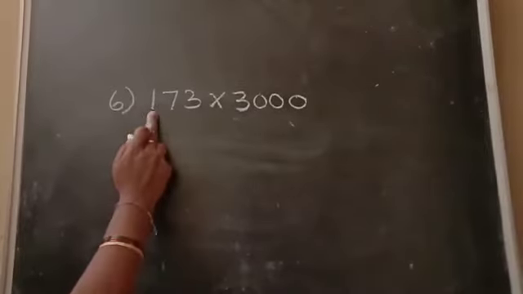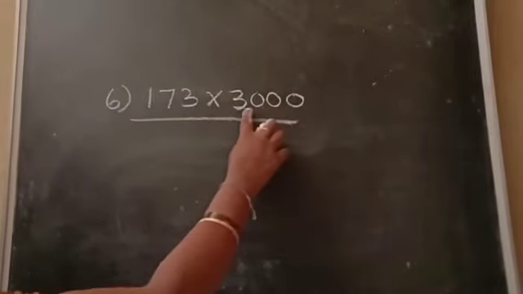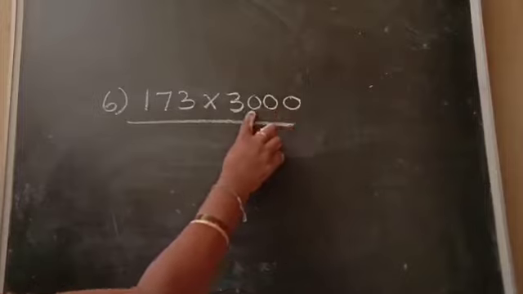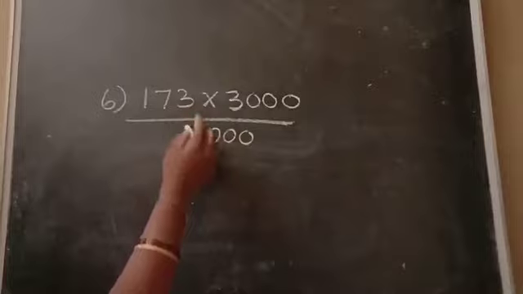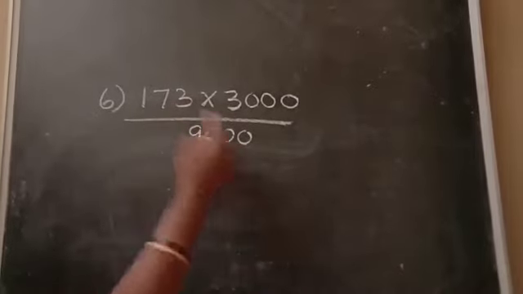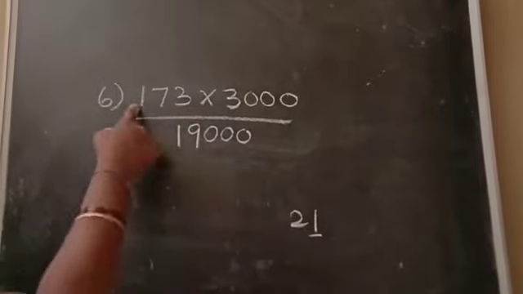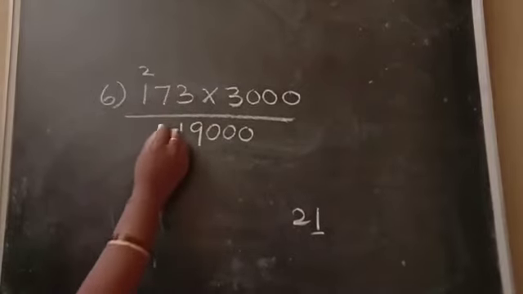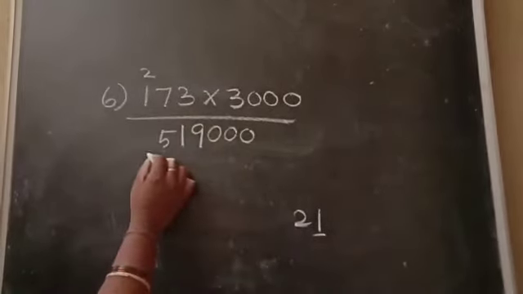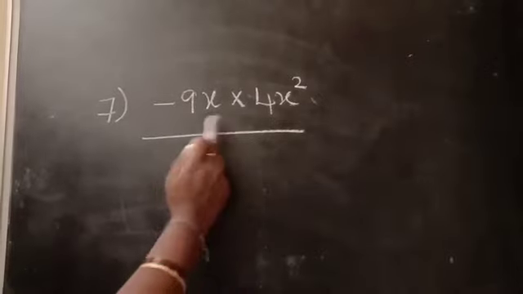Example, 173 into 3000. So, in 3000 we have 3 zeros. Directly we can write 3 zeros. Now 3 3s are 9. 3 7s are 21. 1 should be written here. 2 should be carried out in this place. 3 1s are 3. 3 plus 2 is 5. So our answer will be 5,19,000.